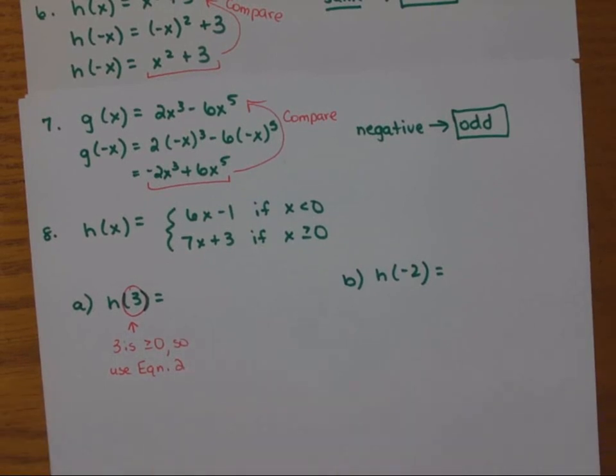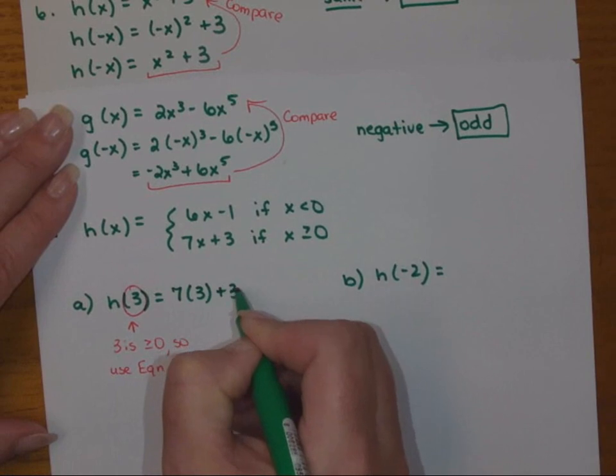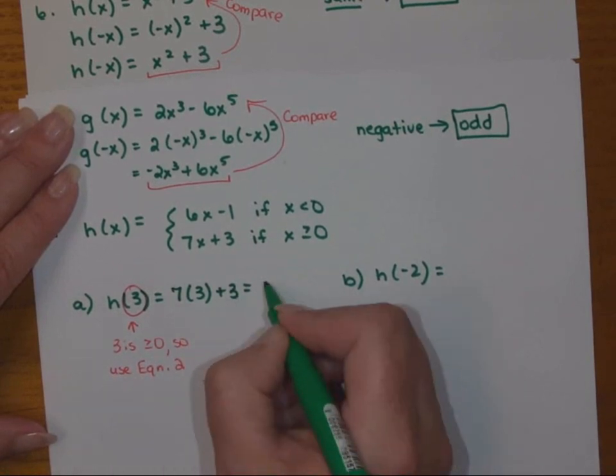So you shouldn't be using both equations. That would actually make it no longer a function. So you would do 7 times 3 plus 3. Make sure you multiply first, but 21 plus 3 is 24.